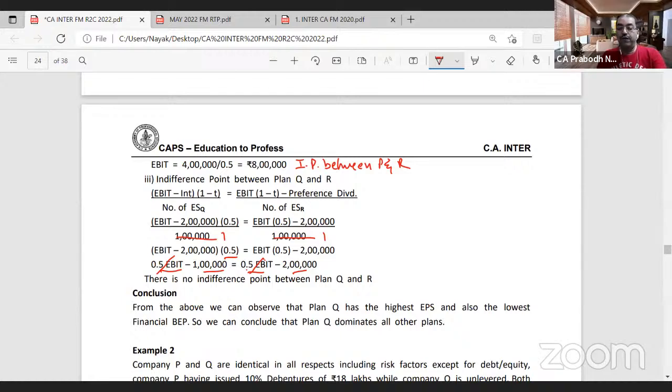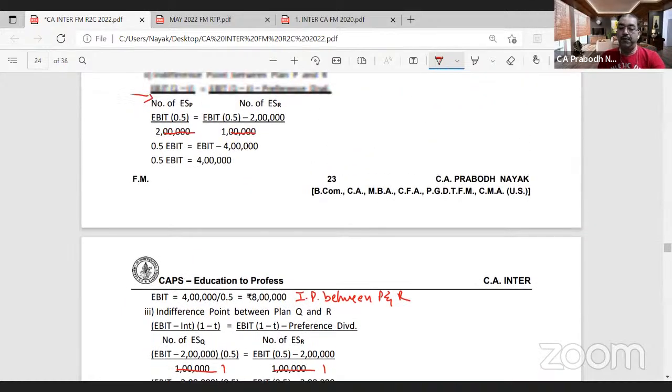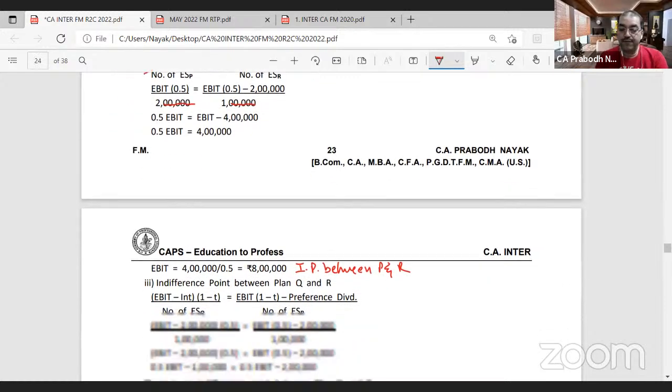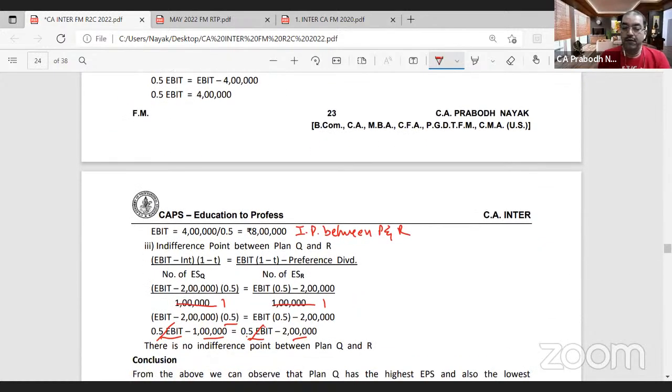What is the range of indifference point? The range of EBIT. 4 lakhs, that is the maximum? No, you've got 8 lakhs here. And this is 0. So 0 to 8 lakhs. So the EBIT range of the three financial plans is 0 to 8 lakhs.